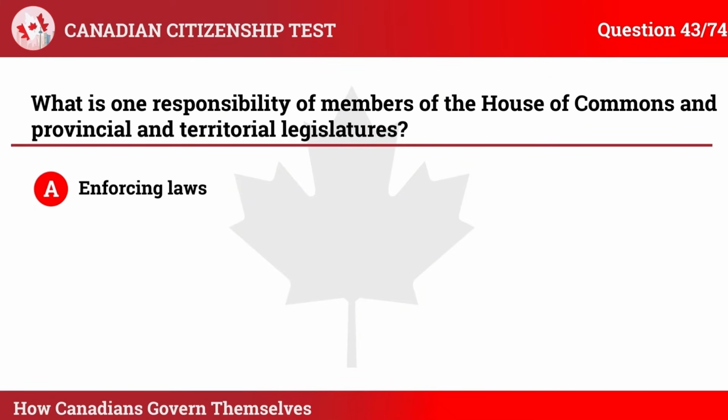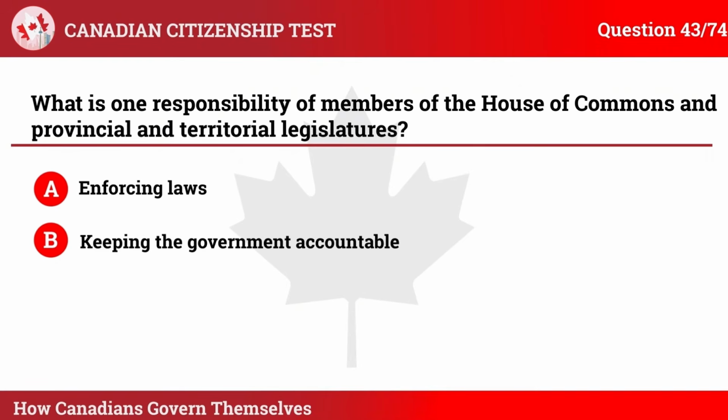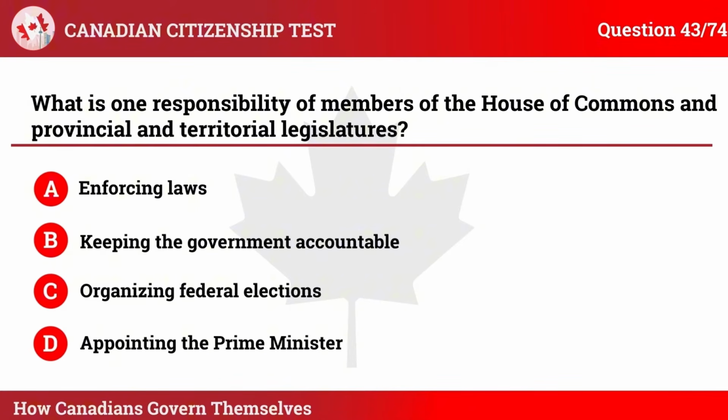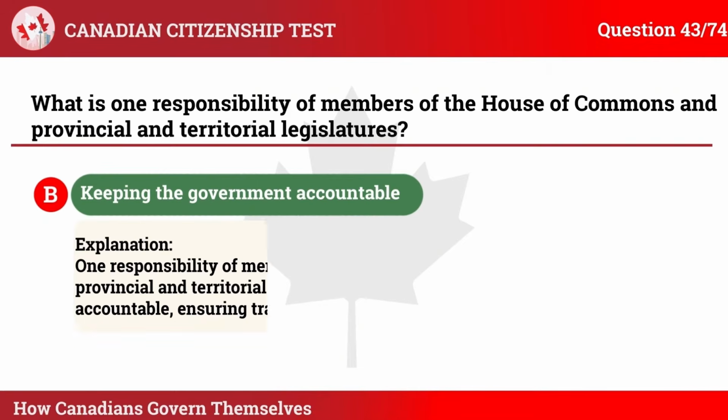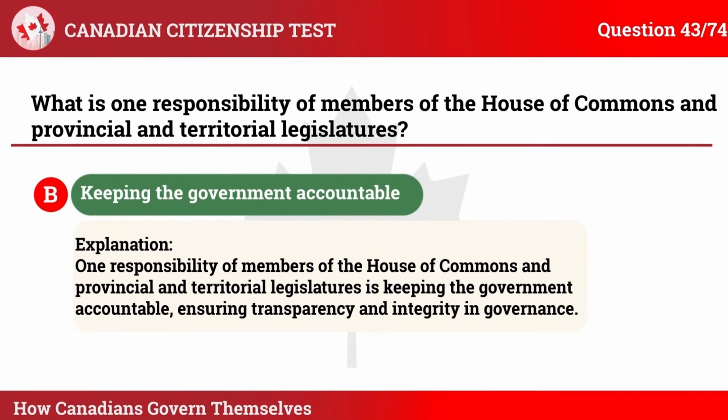A. Enforcing laws. B. Keeping the government accountable. C. Organizing federal elections. D. Appointing the Prime Minister. The correct answer is B. Keeping the government accountable. Explanation: One responsibility of members of the House of Commons and provincial and territorial legislatures is keeping the government accountable, ensuring transparency and integrity in governance.